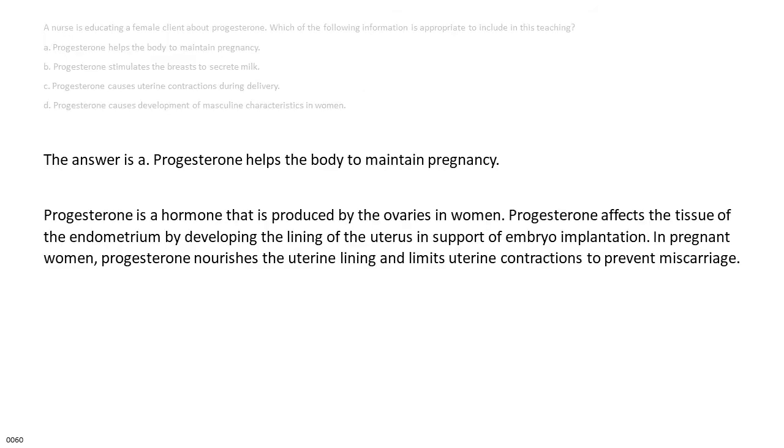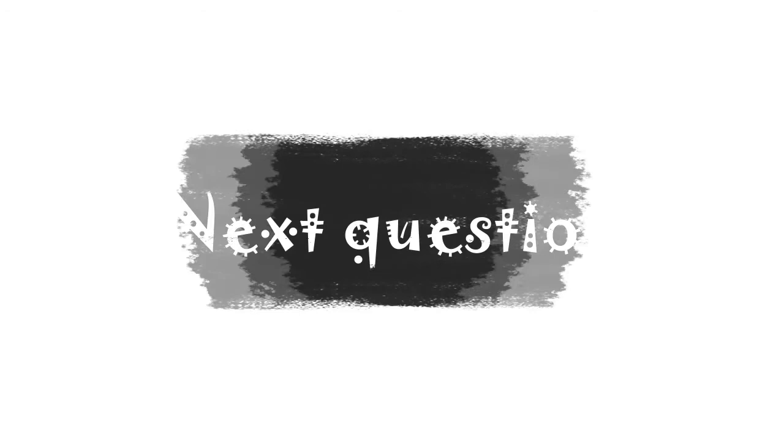The answer is A. Progesterone helps the body to maintain pregnancy. Progesterone is a hormone that is produced by the ovaries in women. Progesterone affects the tissue of the endometrium by developing the lining of the uterus in support of embryo implantation. In pregnant women, progesterone nourishes the uterine lining and limits uterine contractions to prevent miscarriage.